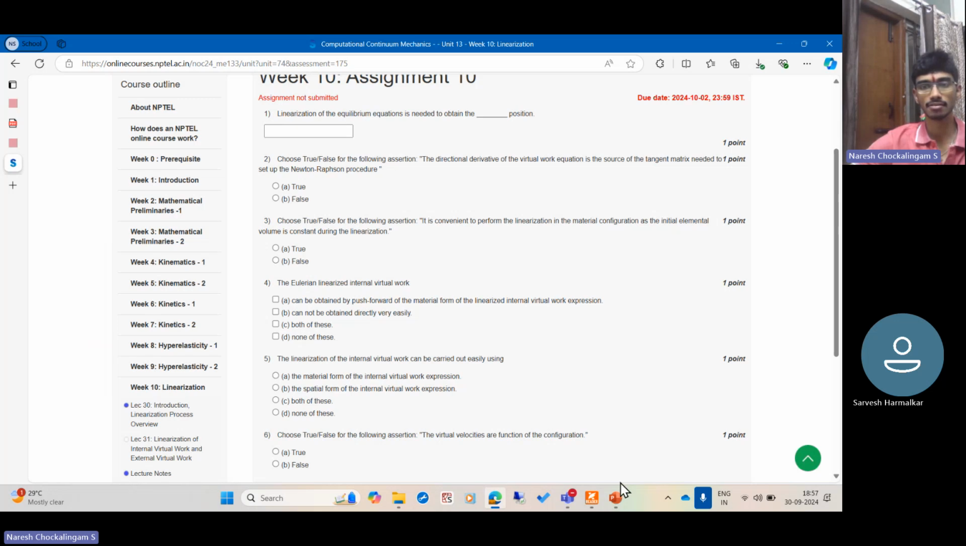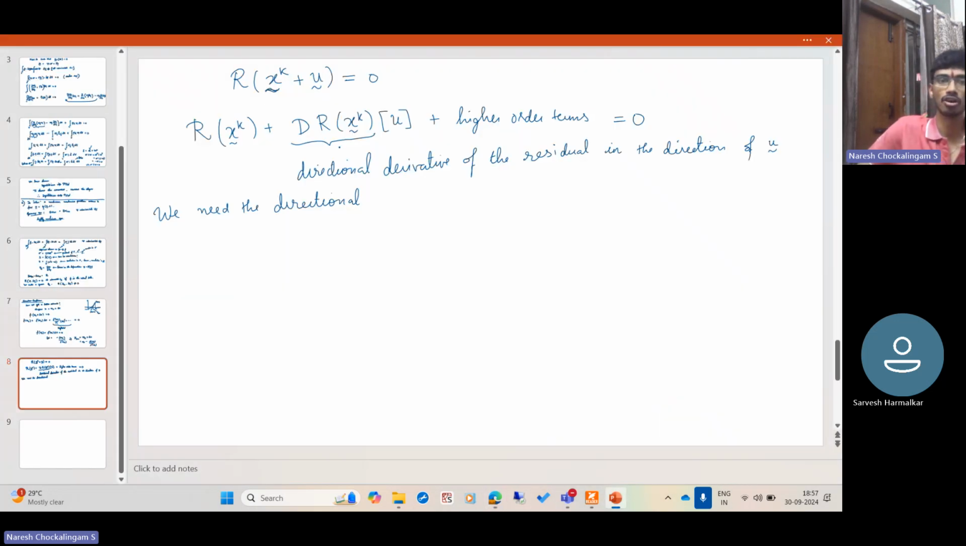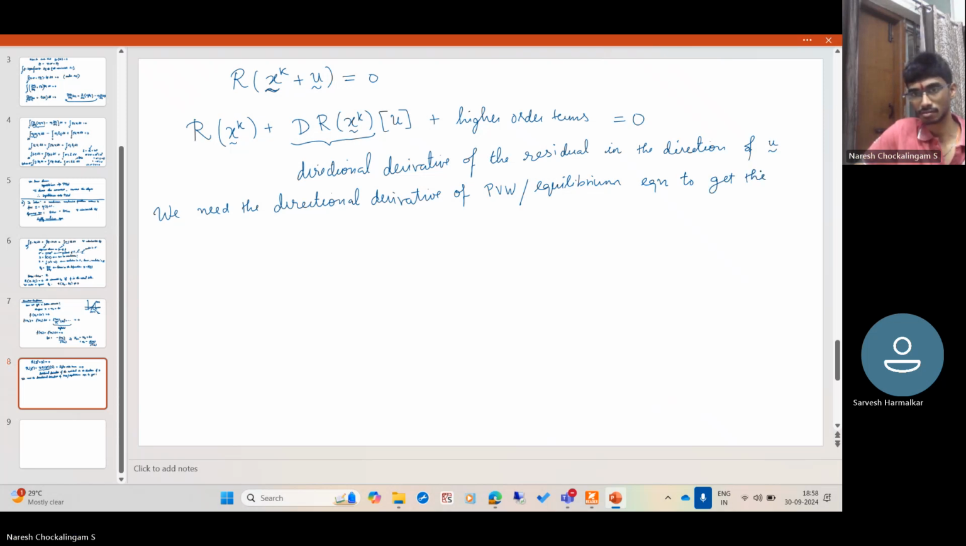So therefore, what we see is that we need the directional derivative of the virtual work equation or the equilibrium. So we need the directional derivative of the principle of virtual work or the equilibrium equation to get the deformed or the current configuration.